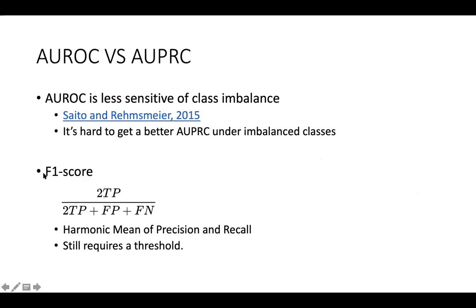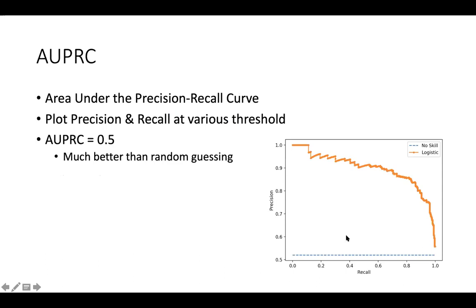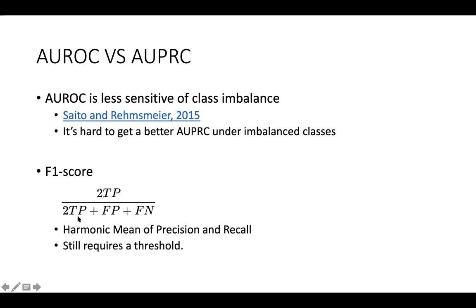The F1 score is something you can use, again by combining precision and recall, but you still need to have a threshold. It's just a harmonic mean between precision and recall. So you need to set a threshold. Actually, there's something called maximum F1 score, which is just varying the threshold and taking the one that produces the maximum F1 score. So something to keep in mind.